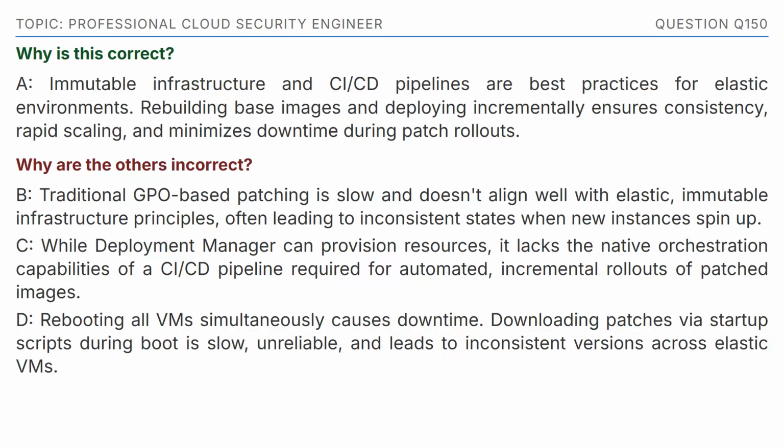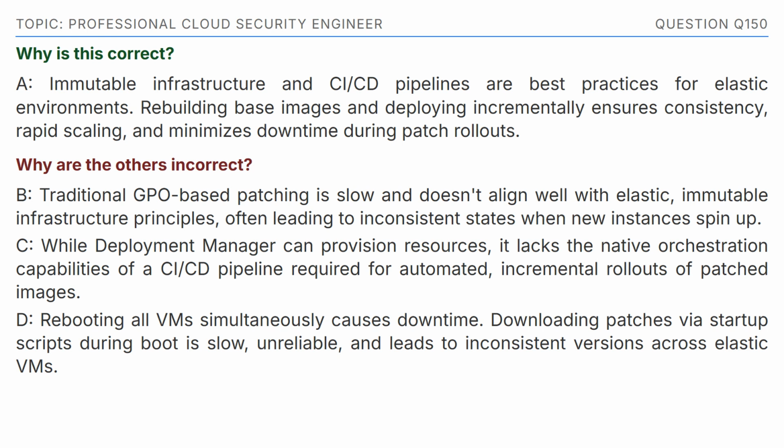Why is this correct? A. Immutable infrastructure and CI/CD pipelines are best practices for elastic environments. Rebuilding base images and deploying incrementally ensures consistency, rapid scaling, and minimizes downtime during patch rollouts. Why are the others incorrect?